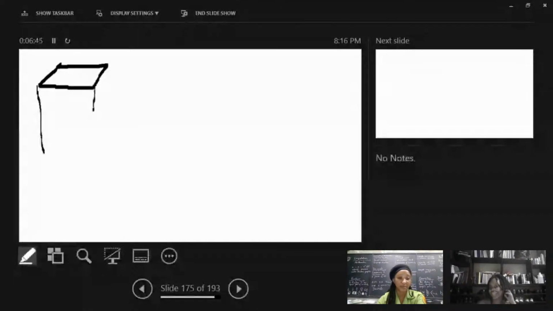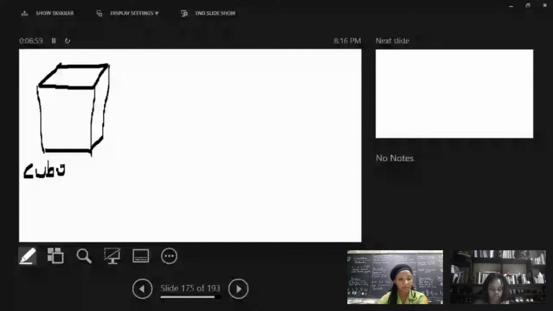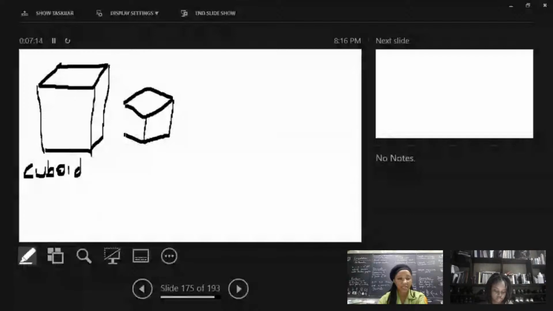All right, so the rectangular prism would look something like that. That's the rectangular prism. It's called a cuboid. The square prism, so all the faces are squares. All the faces have the same lengths. The square prism is the cube.